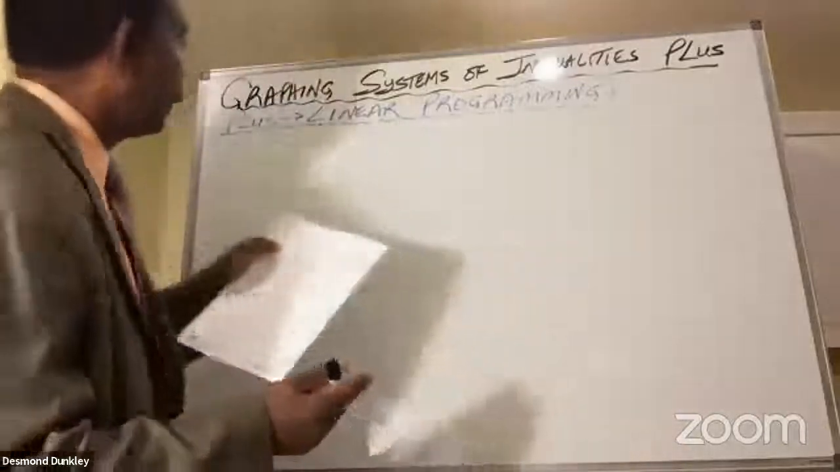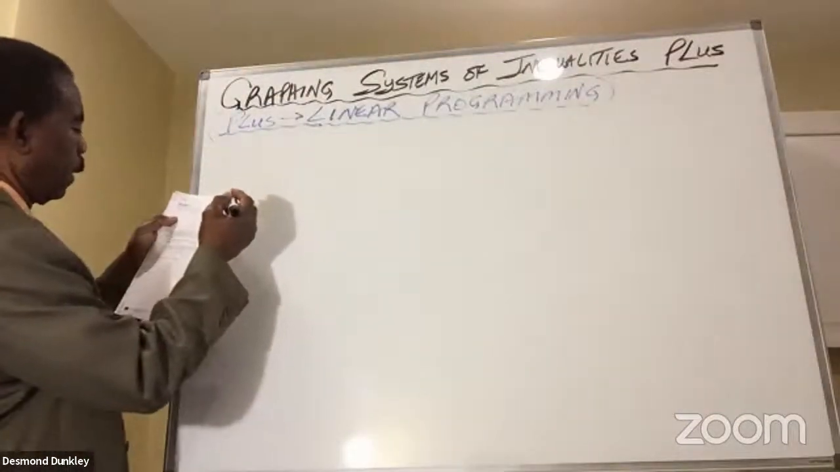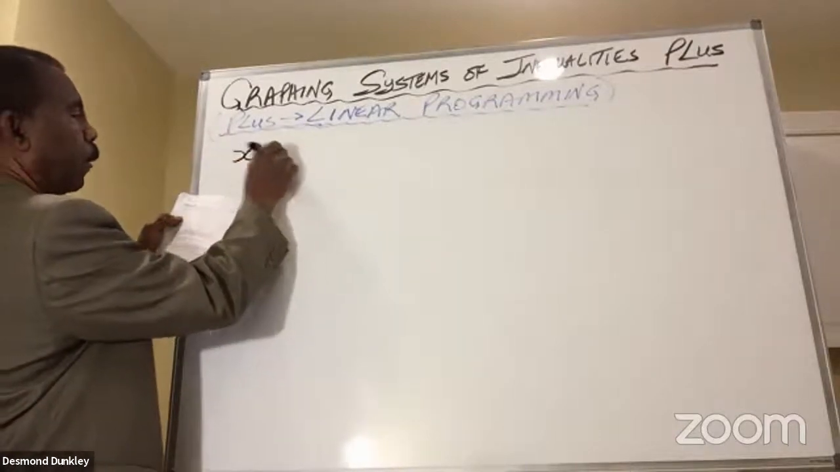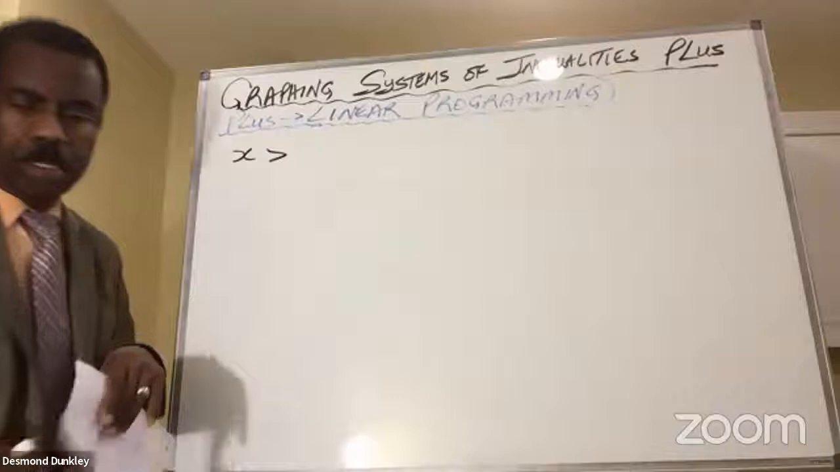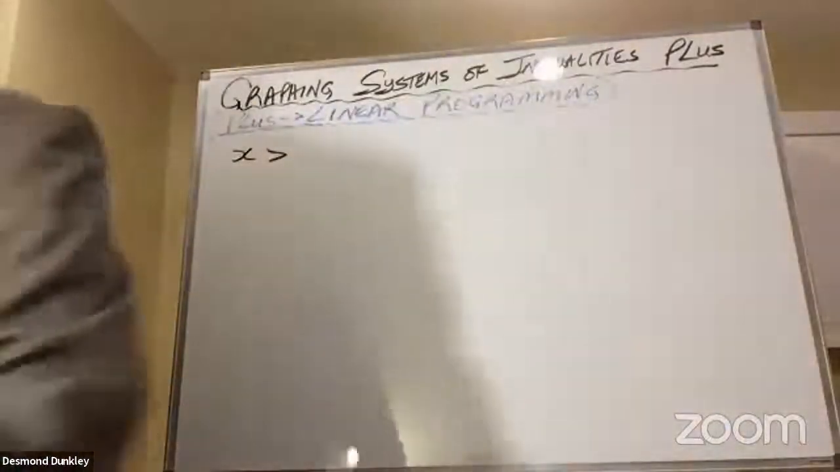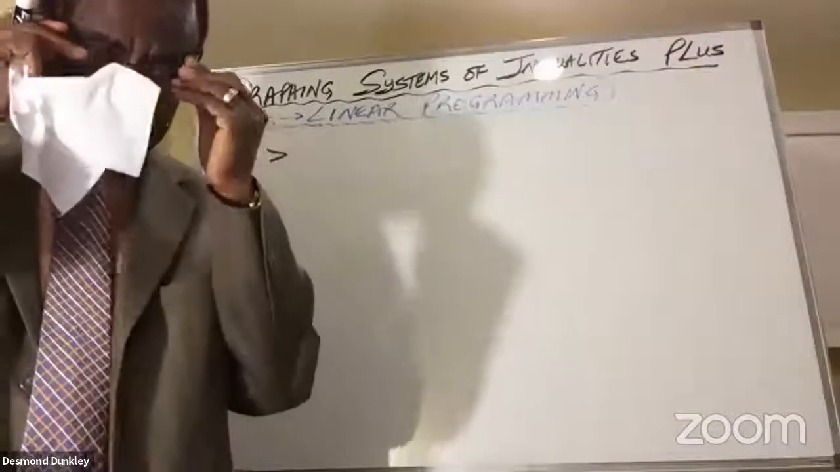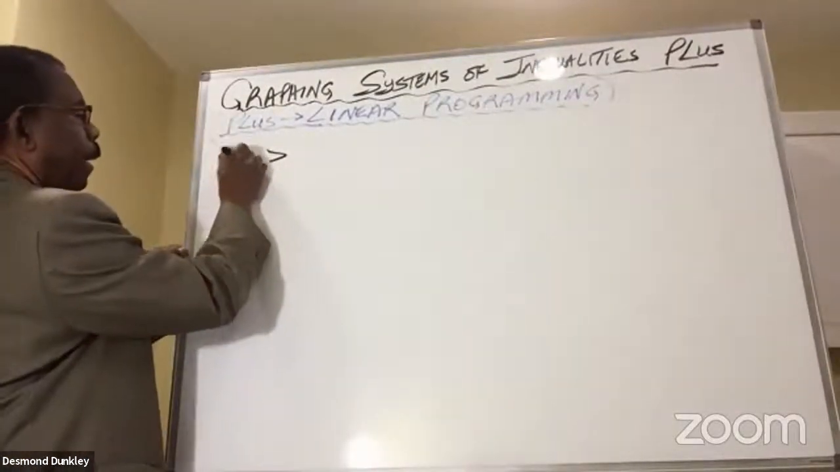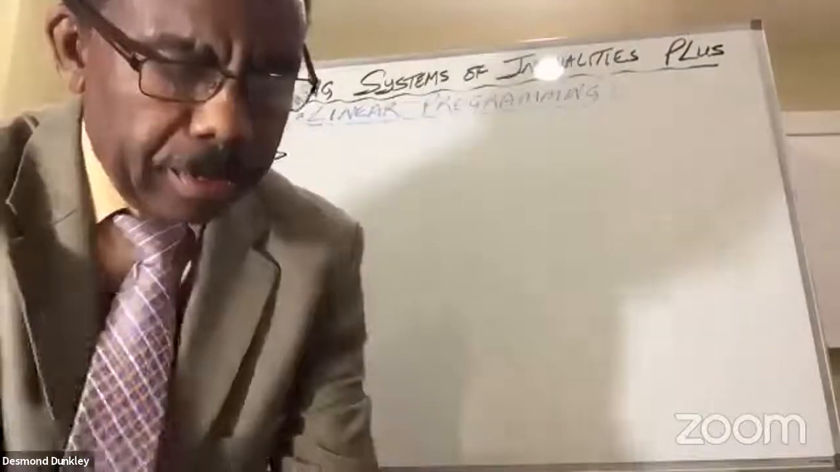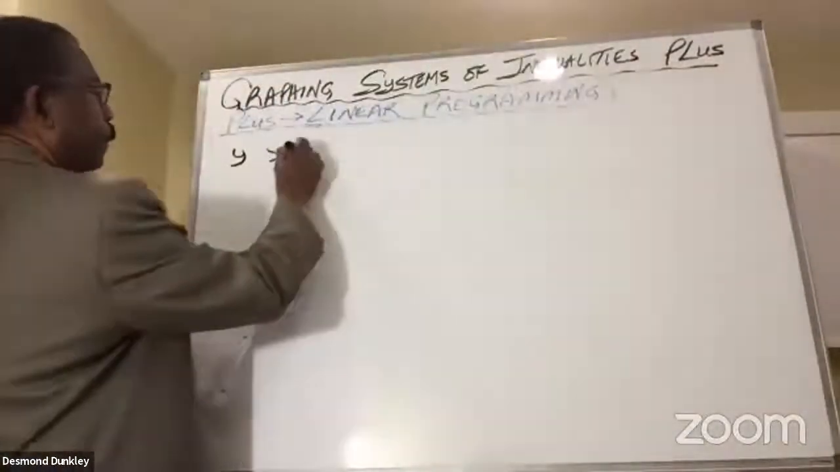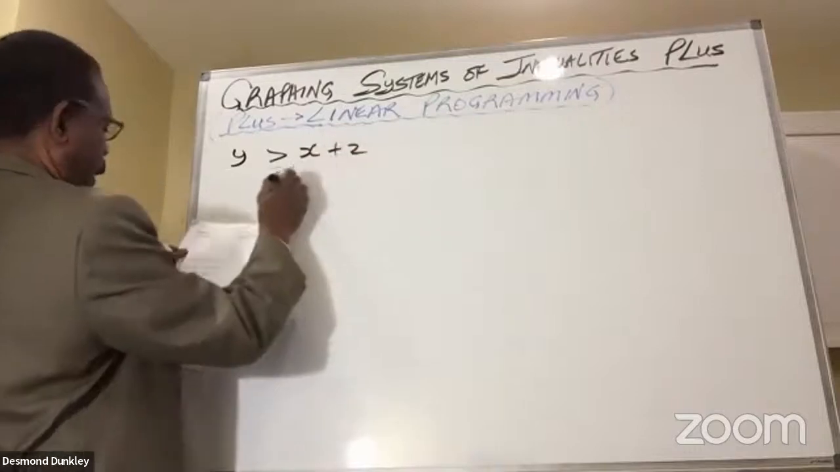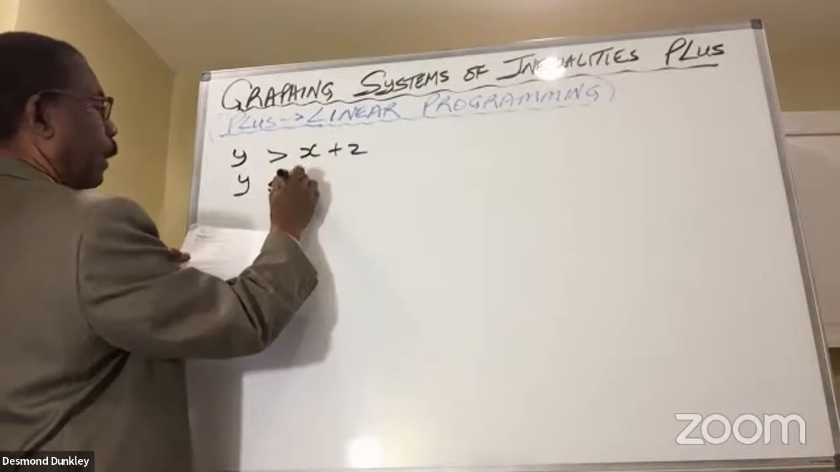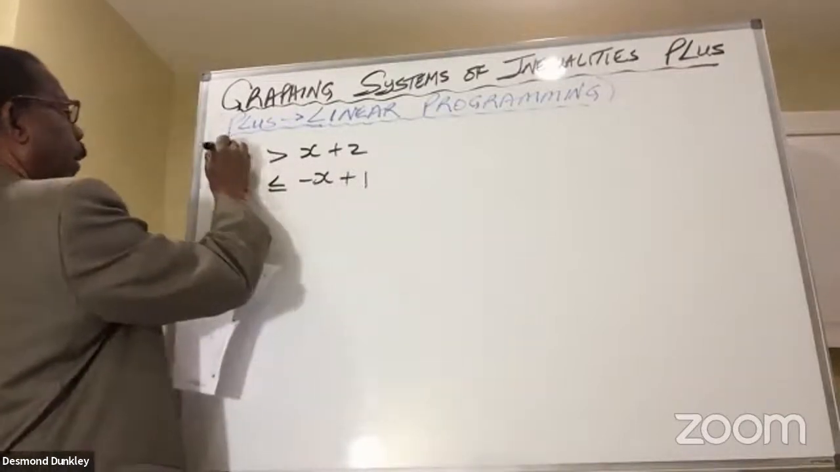For example, if we're asked to graph, sorry, I need to put my glasses on so I can copy down the question properly. So it's not x, but rather y greater than x plus 2 and y less than or equal to negative x plus 1.